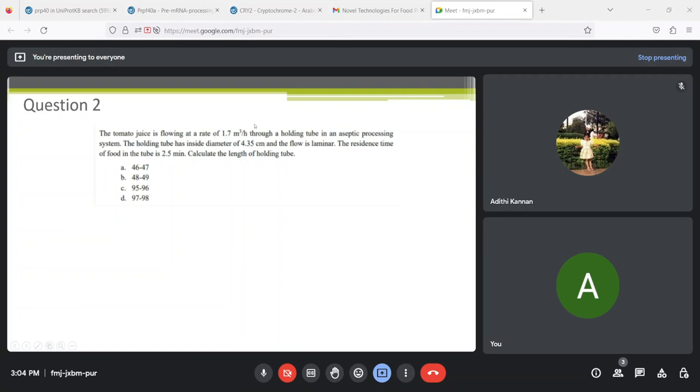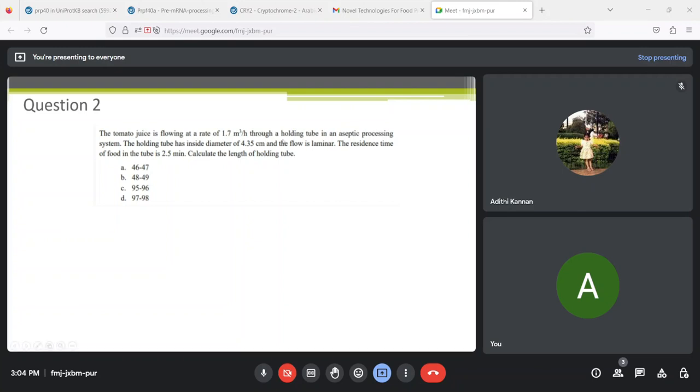So in this case, the tomato juice is passed through a holding tube where you will have a high temperature, at a rate of 1.7 meter cube per hour. The diameter of the holding tube is given, and it is mentioned that the flow is laminar. It is also mentioned that the residence time of the food in the tube is 2.5 minutes. The residence time is the amount of time a particular fluid particle spends inside a container, in this case a holding tube.